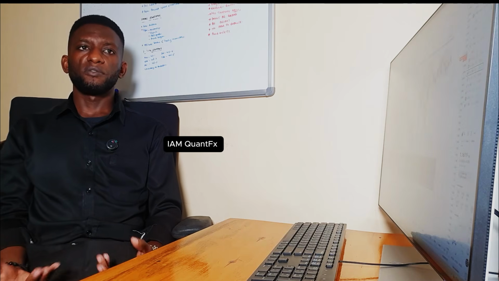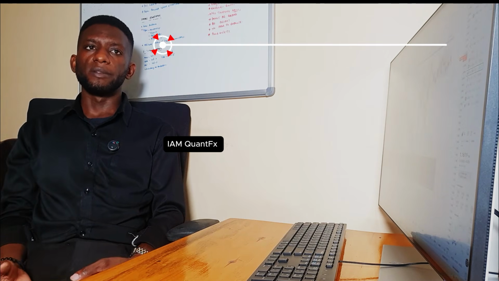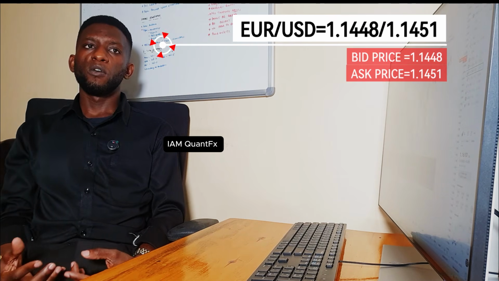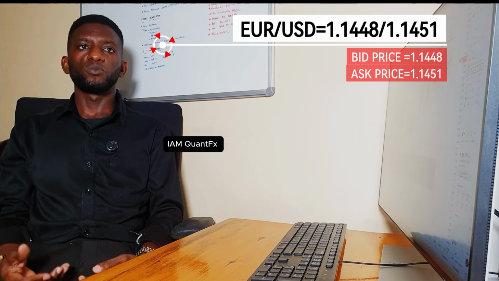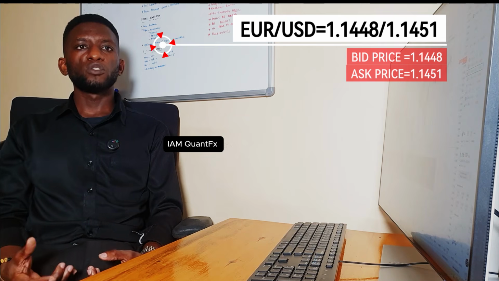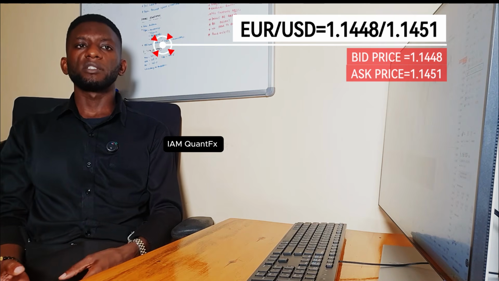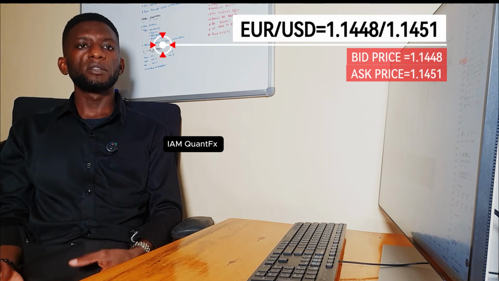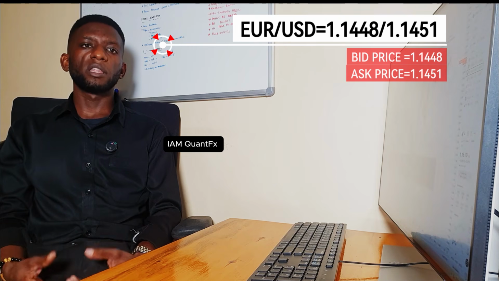Suppose the broker shows the following: Euro/USD 1.1448/1.1451. These are not two different markets. They are two prices within the same quote. The first number is called the bid price and the second number is called the ask price.